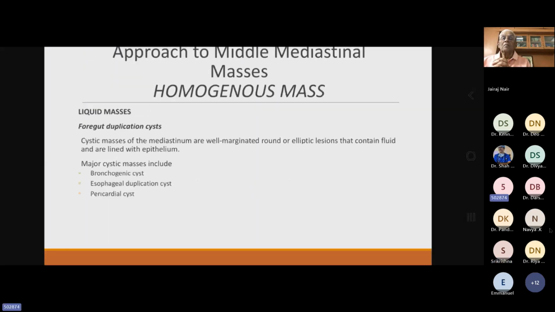Now the foregut duplication cyst. Cystic masses in the mediastinum are well-marginated round or elliptical lesions that contain fluid and are lined with epithelium. The majority of them include the bronchogenic cyst, esophageal duplication cyst, and pericardial cyst.